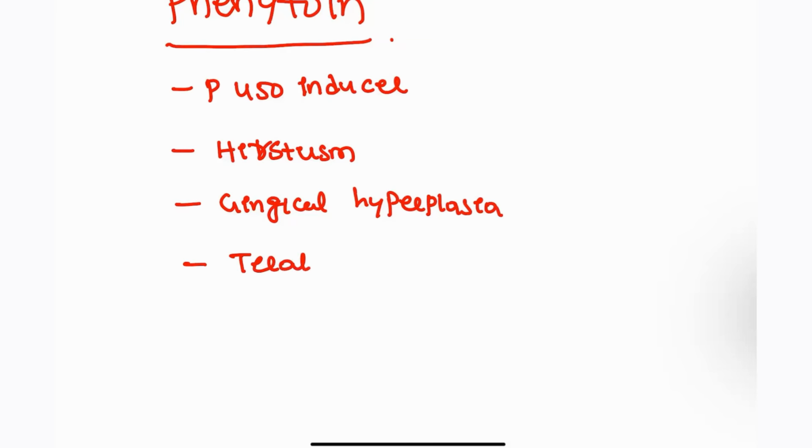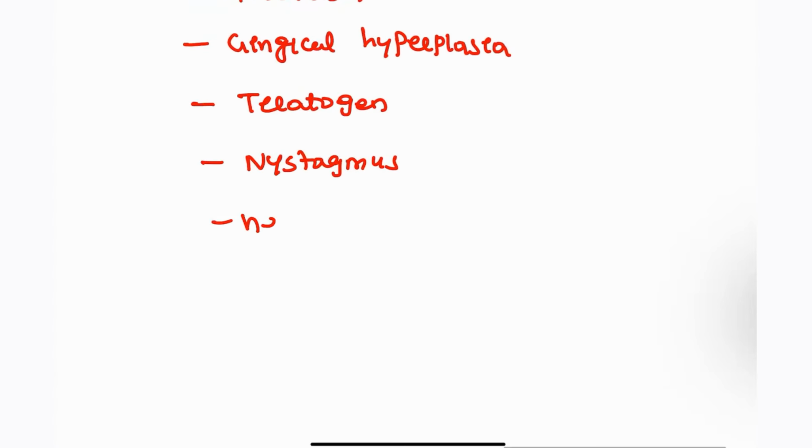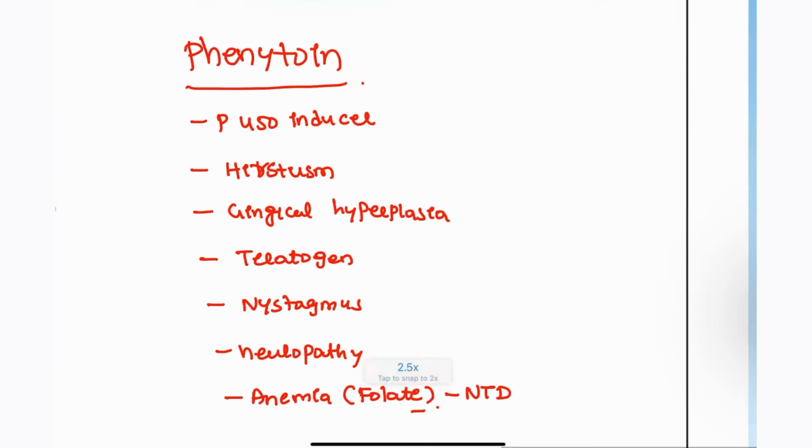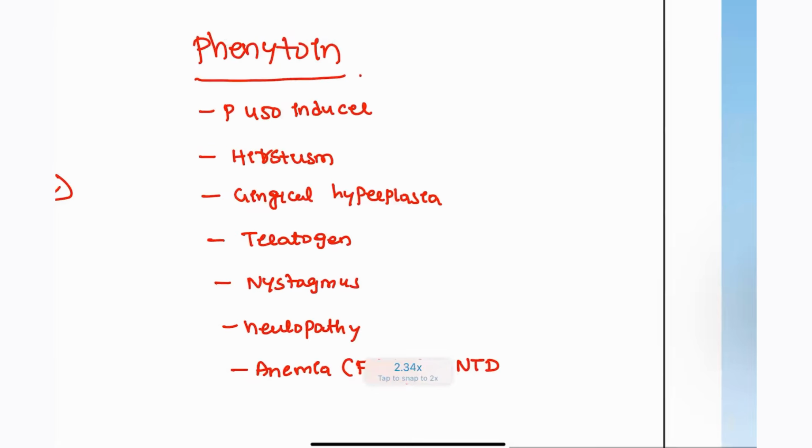This can be a severe teratogen, and the patient will have nystagmus, neuropathy, and anemia. Why will anemia be caused, guys? Because it is going to decrease the folate. And if it decreases the folate, it can also cause neural tube defects in the patient, right? These are some of the side effects associated with phenytoin.